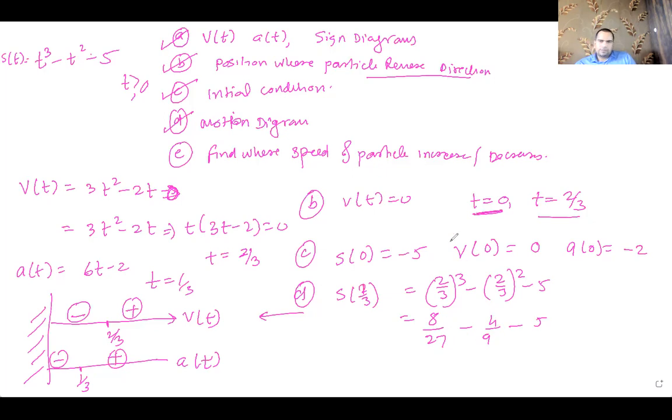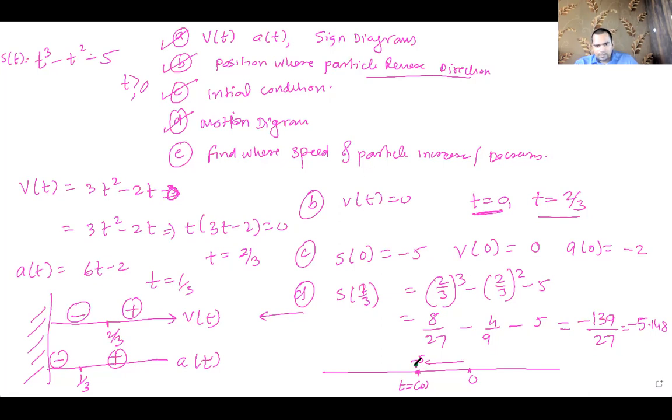So if I simplify this, what I get is... Finally, when you draw the motion diagram, this is the origin. At time t equals 0, the particle is at -5, meaning 5 units away from the origin. So the motion starts from here.